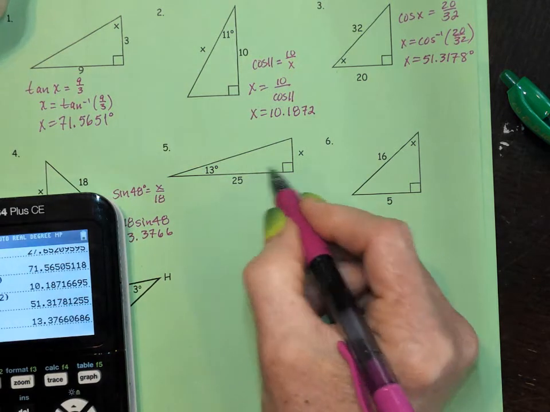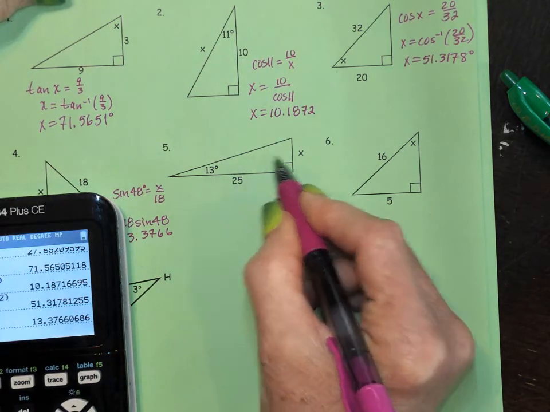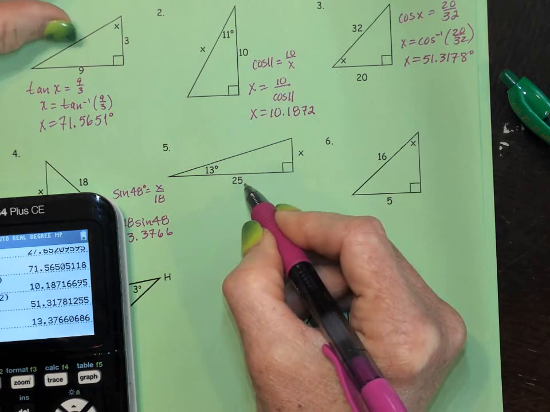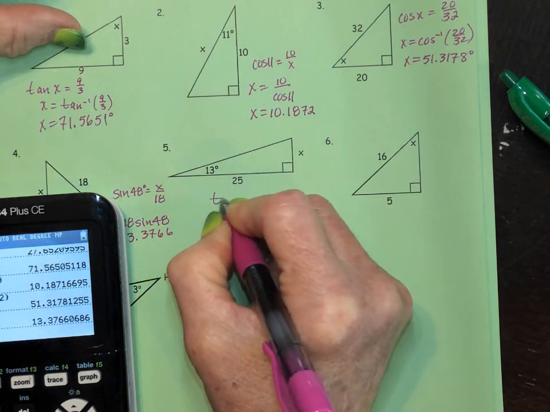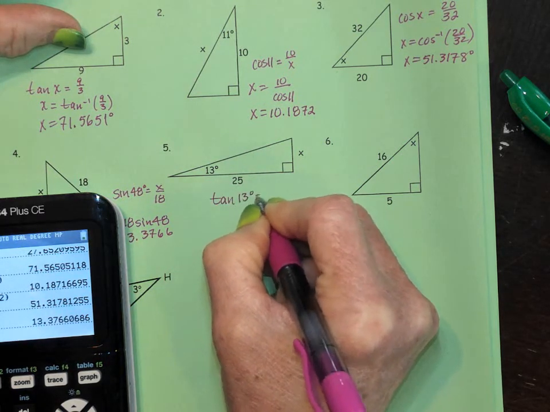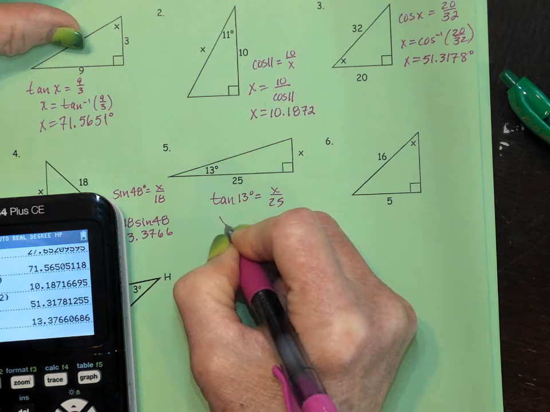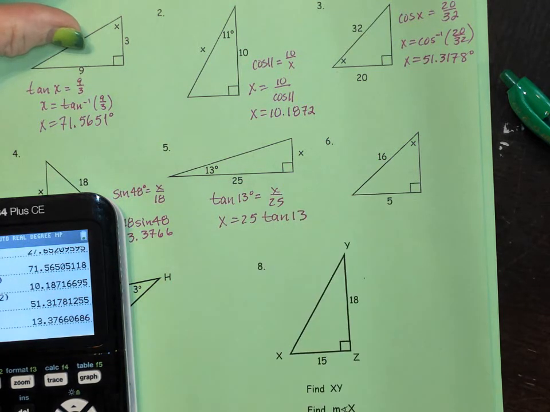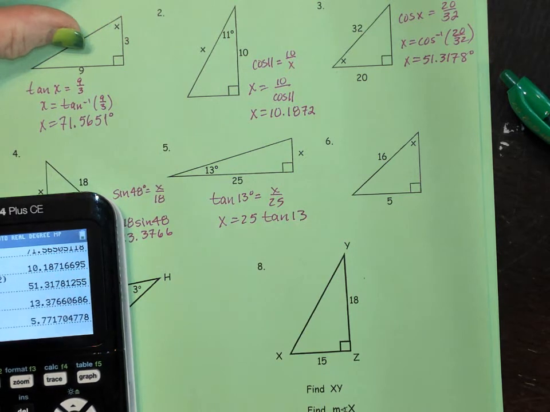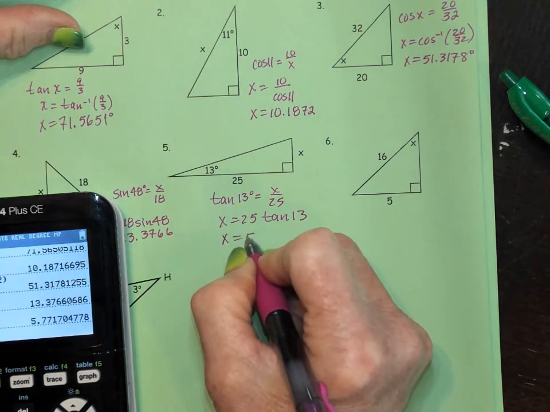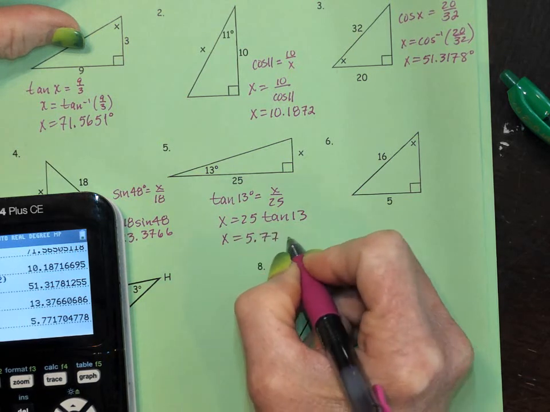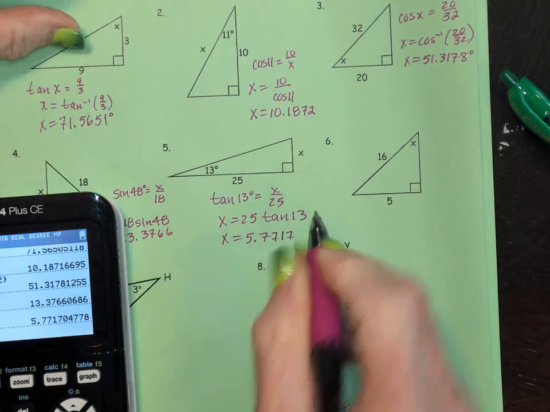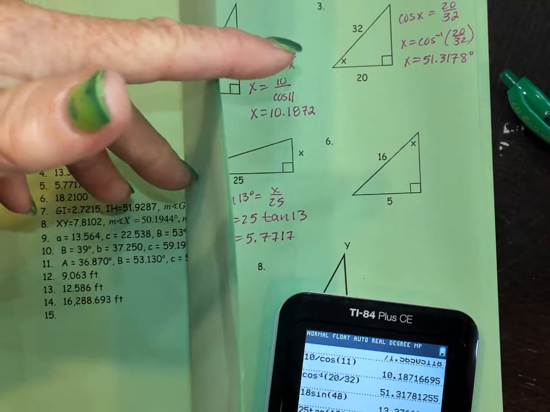For number 5, from the angle, there's opposite and adjacent, that's a tangent. Multiply by 25. 175.7717. Yep.